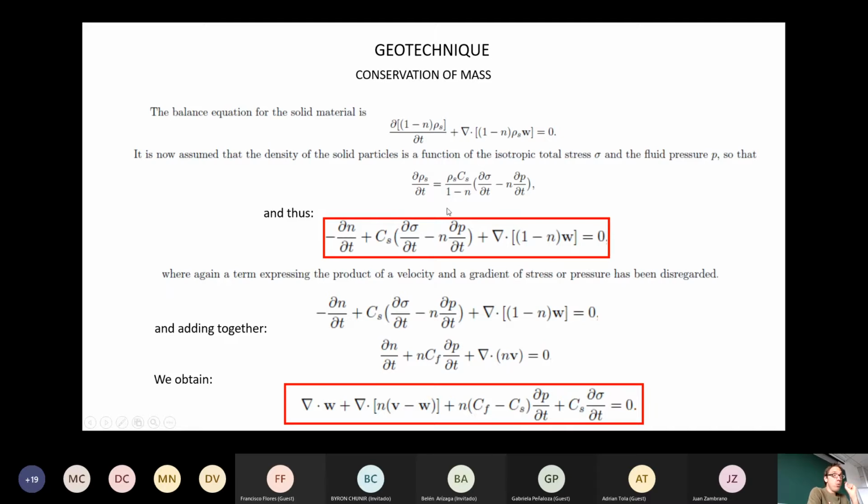In fact, we can also work on this, and again a term expressing the product of a velocity and a gradient of stress or pressure can be disregarded and put together. You see this into this, we obtain finally this, that is the gradient of W, the velocity in the soil, the gradient that multiplies n per the difference of the velocity, plus the compressibility that multiplies rho p, the derivative of p in the time, plus Cs that multiplies the stress in the time. And so this is what we call the conservation of mass that includes also the consolidation problem.